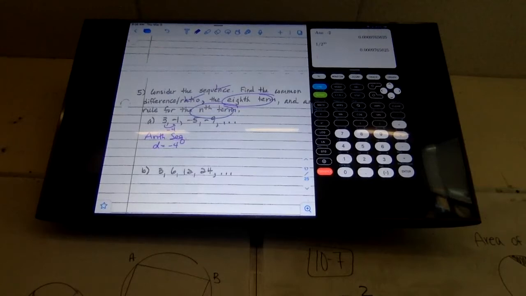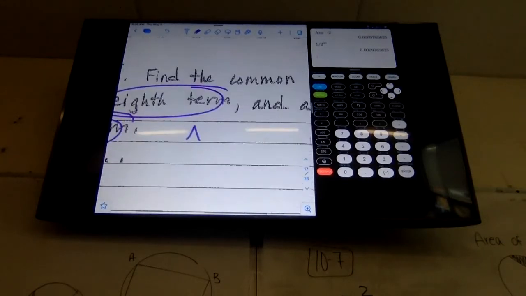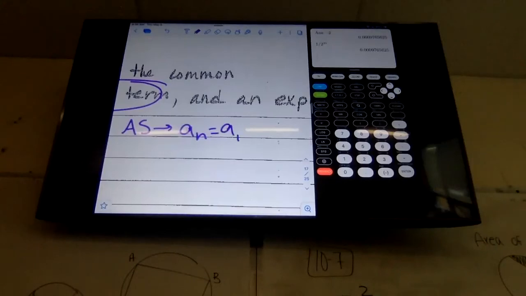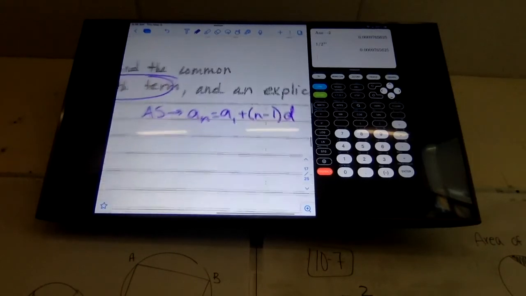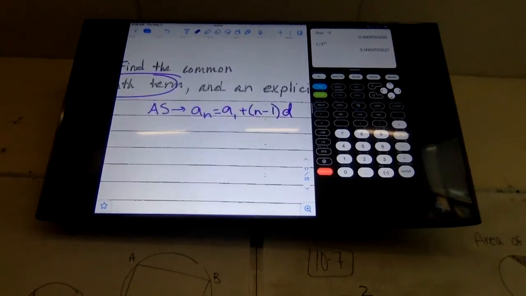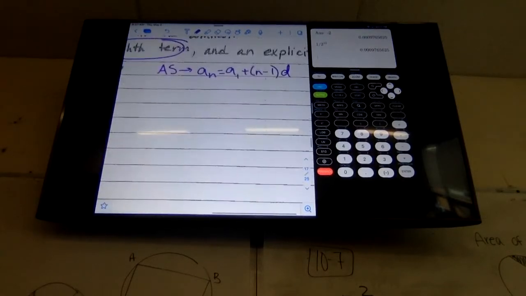So we have to remember our arithmetic sequence. And I actually might write that up here at the top, my little formula, just so I don't have to keep flipping back and forth through my notes. Arithmetic sequence was a sub n equals a sub 1 plus n minus 1 times d. Do you want to find the 8th term first or find the explicit formula first? Let's do the explicit formula first. Does it matter? No. But we'll find the explicit formula first.